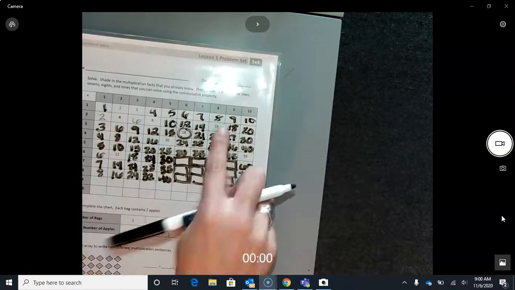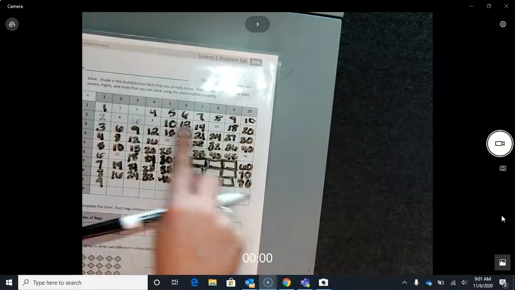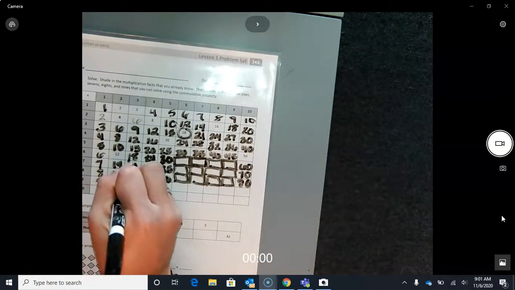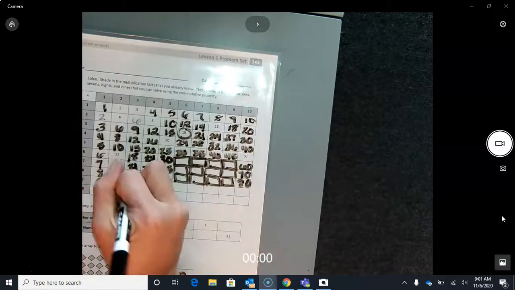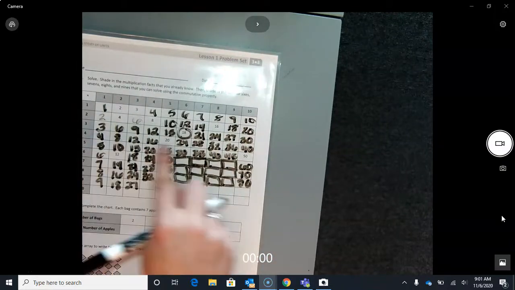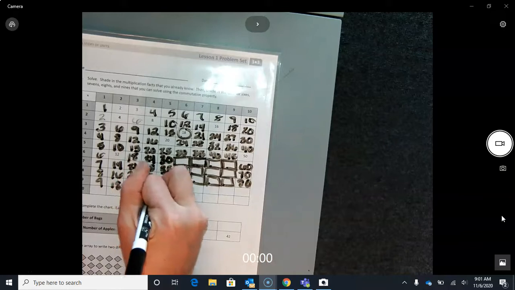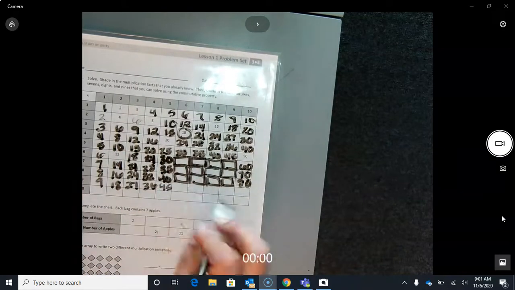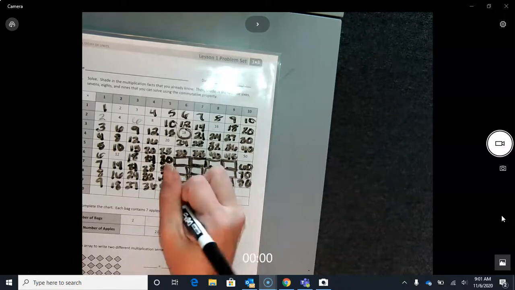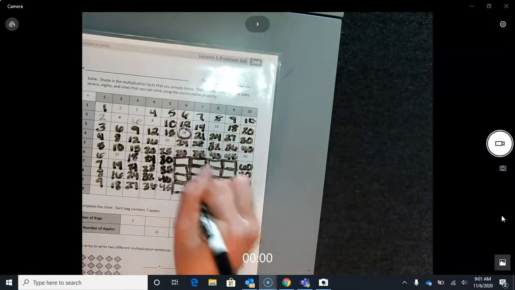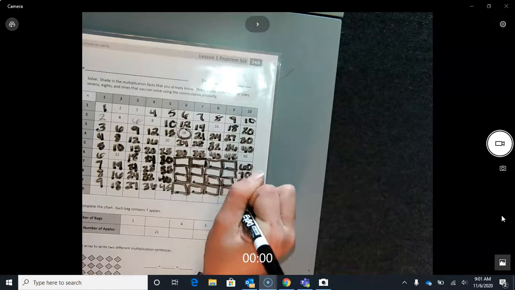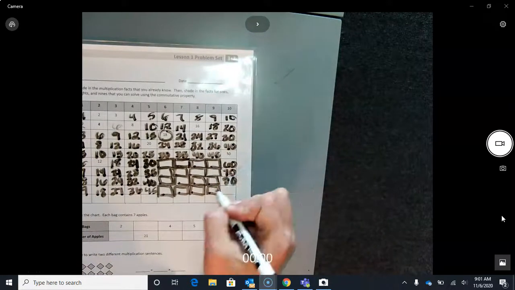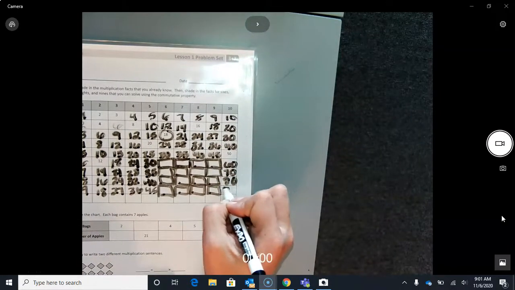Let's see, we know 1 times 9. We know 2 times 9. We know 3 times 9. We know 4 times 9. We know 5 times 9. But do we know 6, 7, 8, 9? No, we don't know those ones yet. We're going to go ahead and fill out those so we know to come back to them. But we do know that 9 times 10 is 90.